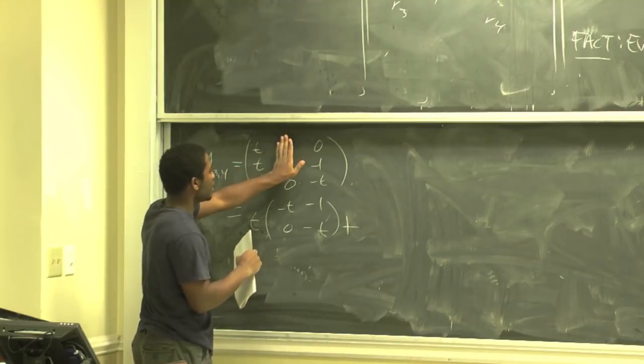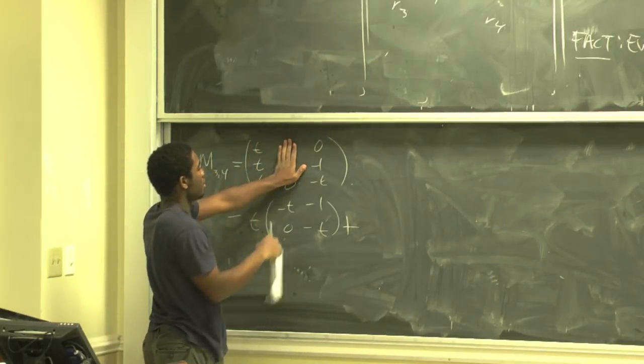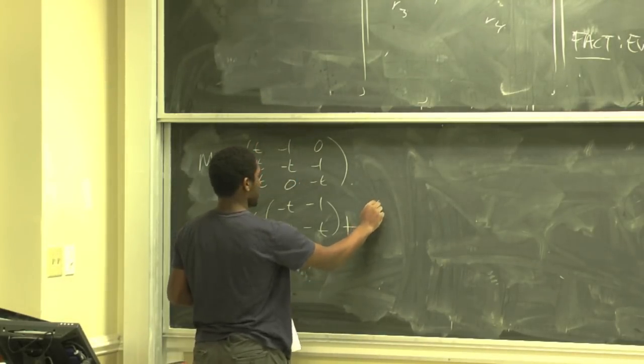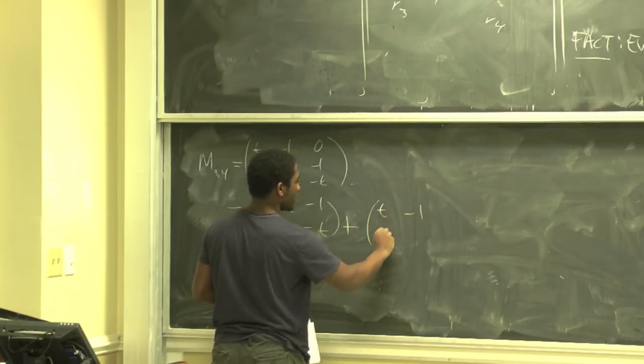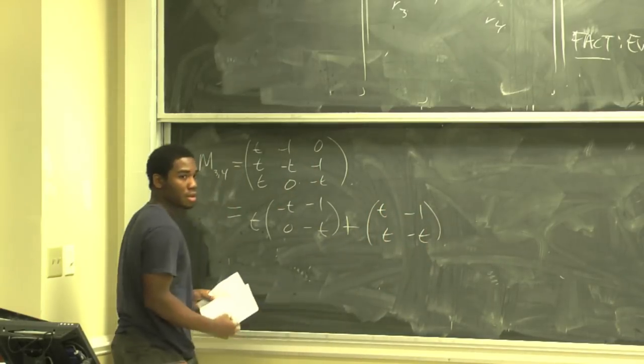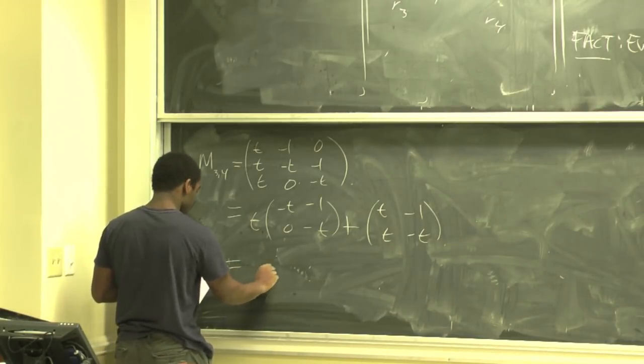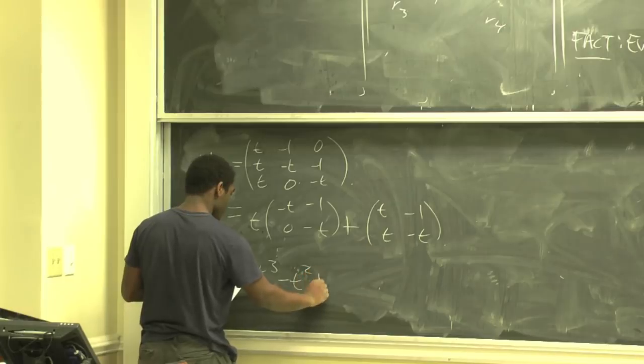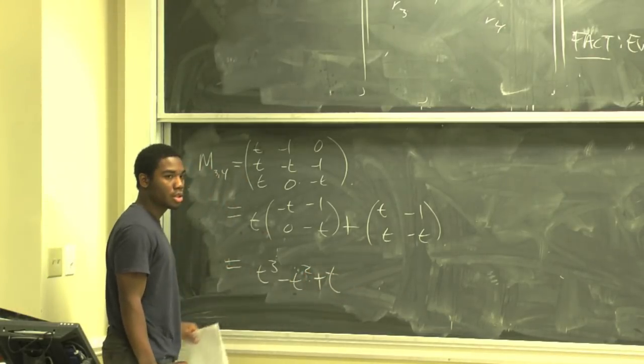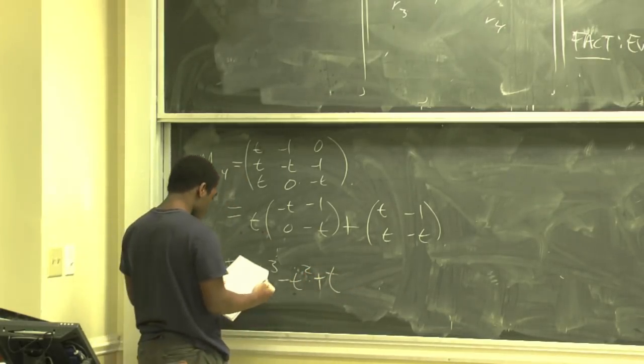So we're going to look at deleting this and deleting t and 0, right? So we should get t, negative 1, t, negative t, right? And this ends up coming out to t cubed minus t squared plus t. I mean, the determinant of a square matrix is pretty easy.